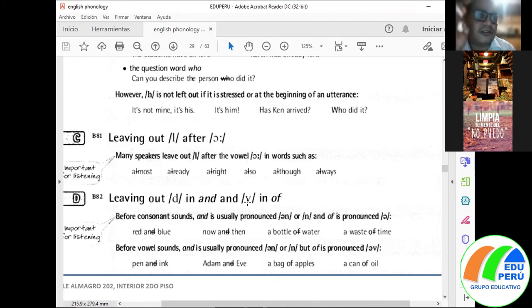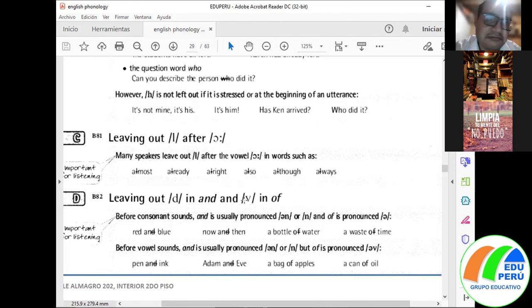"Also." "Although." Now, fluent: "although." And the last one, first slowly, "always." You pronounce the sound l. Now, fluent: "always." Notice that you're going to omit the sound l. Almost, already, all right, also, always.